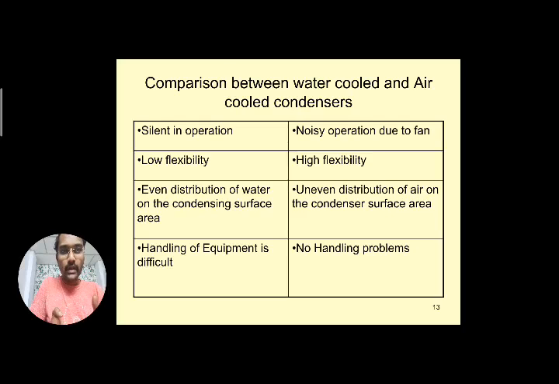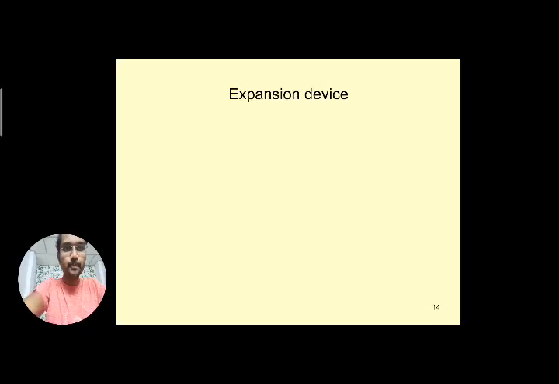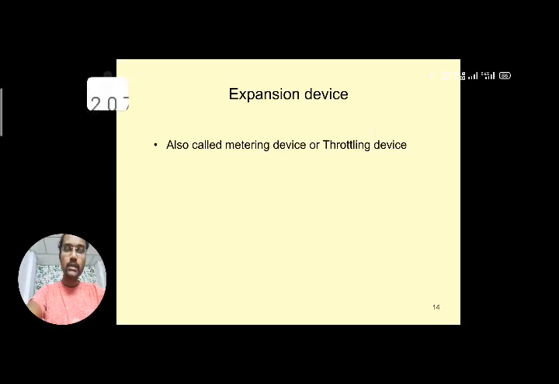Handling of equipment is difficult in the water cooled condenser. There are no handling problems in the air cooled condenser; just a simple fin and tubing section is required, that's it. It's very simple. Okay, so this is the comparison between the water cooled, air cooled and evaporative condensers. So this is the part up to the condensers. Next, we move on to the next main important topic, the expansion device.